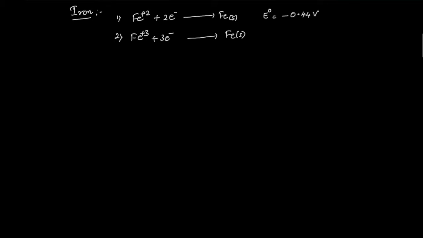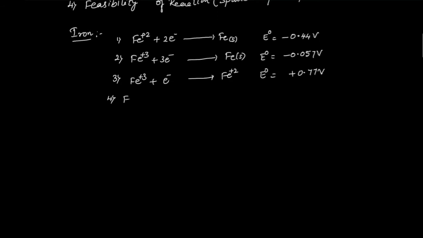All these are reduction reactions, that's why we are writing E naught values, that means standard reduction potential values. The standard reduction potential value for this step is minus 0.057 volt. The third half reaction is iron plus 3 accepting 1 electron to become iron plus 2. The standard reduction potential for this step is plus 0.77 volt.